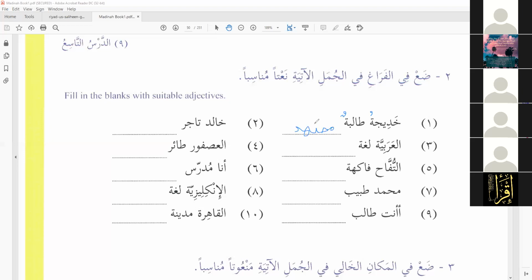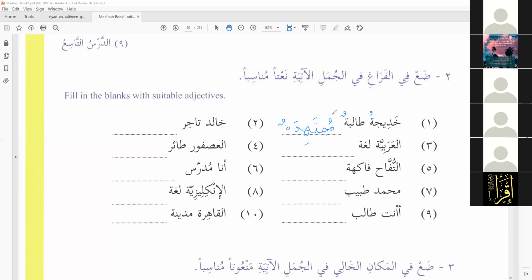Very good. Excellent job. So see what she did. The first thing she did was pick an adjective that made sense. Mujtahidatun makes sense because it's hardworking, right? And it's very optimistic. We don't want to say that everybody's lazy.